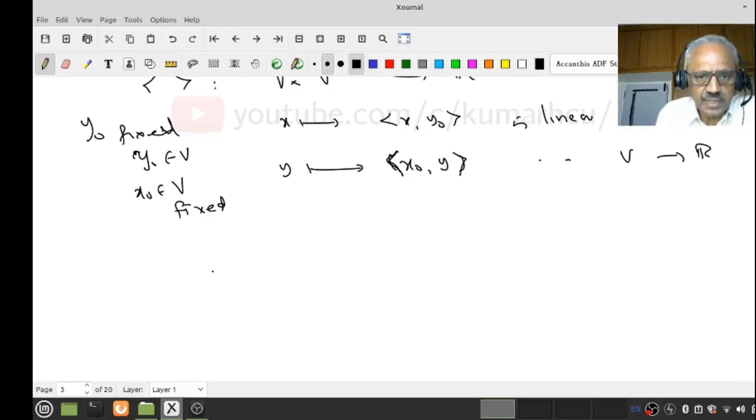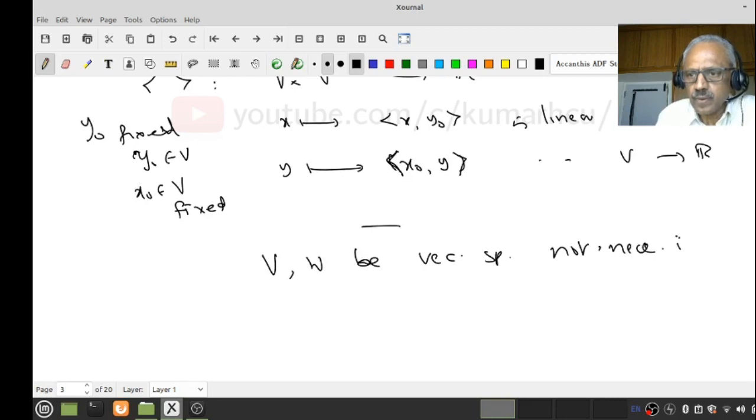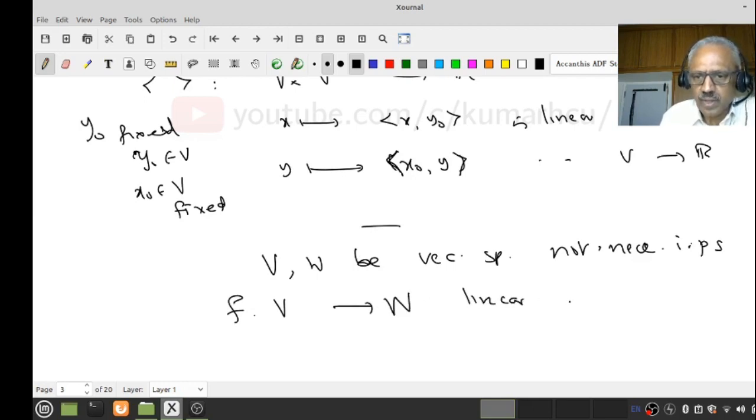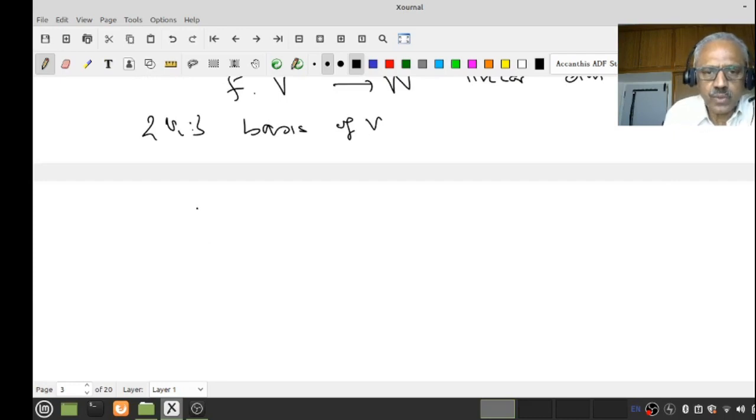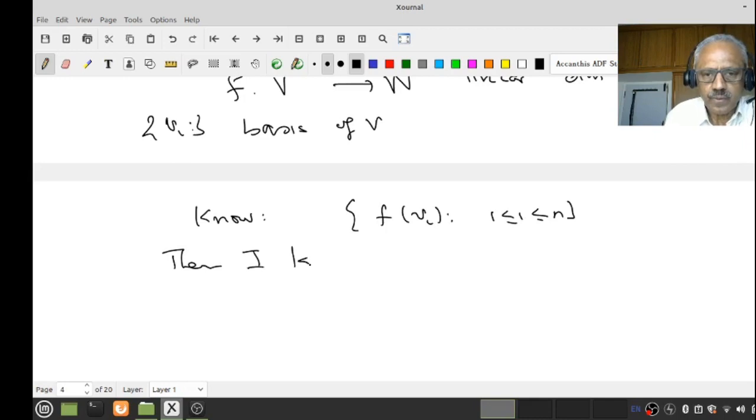Now recall from the early theory: let V and W be vector spaces, not necessarily inner product spaces. Suppose f is a linear map from V to W. Assume V is finite dimensional, and let Vi be a basis of V. Then what do I know? If I know f of Vi for 1 less than or equal to i less than or equal to n, then I know f of v for any v in V.